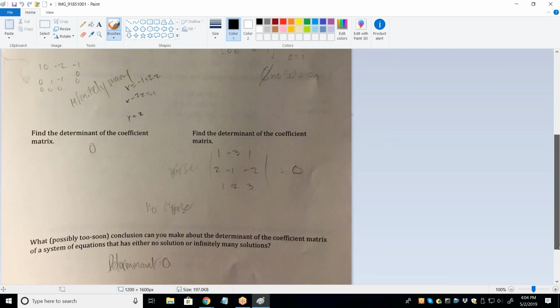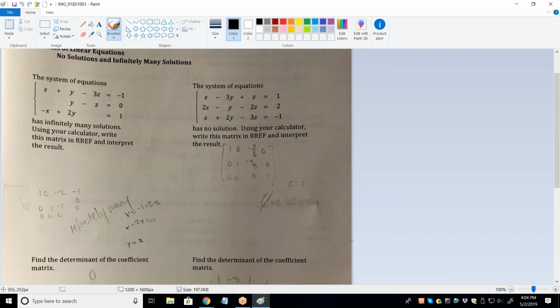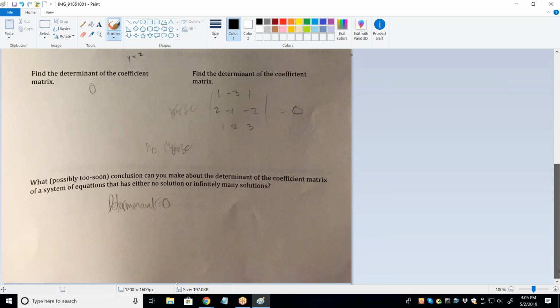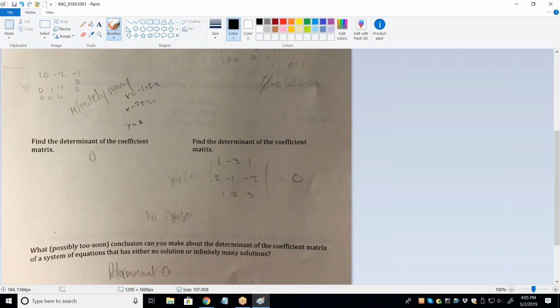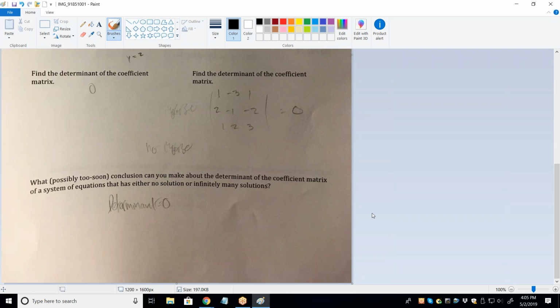Find the determinant of the coefficient matrix. Coefficient matrix is this matrix right there. I assume you know how to do that? Yes, sir. Okay. Find the determinant of this coefficient matrix. It's going to be the same process. So let's, hold on. What conclusion can you make about the determinant of the coefficient matrix of a system of equations that has either no solution or infinitely many solutions?